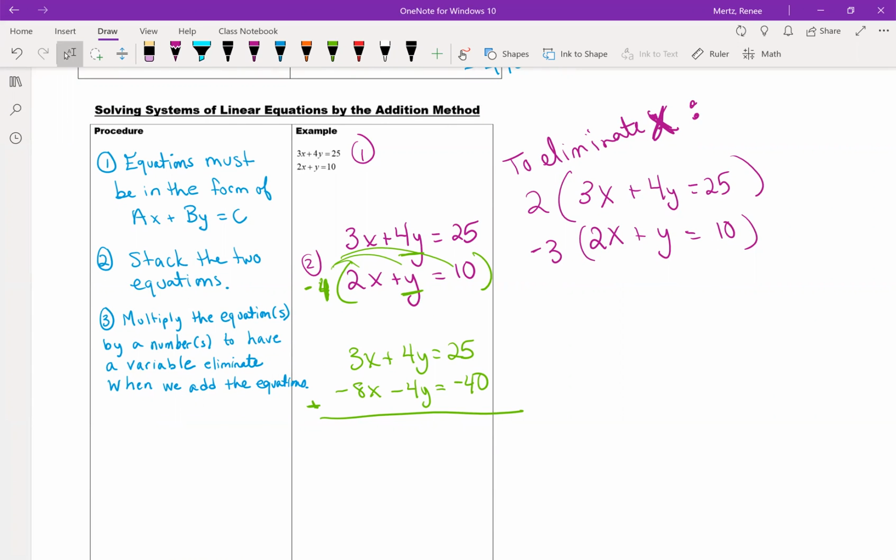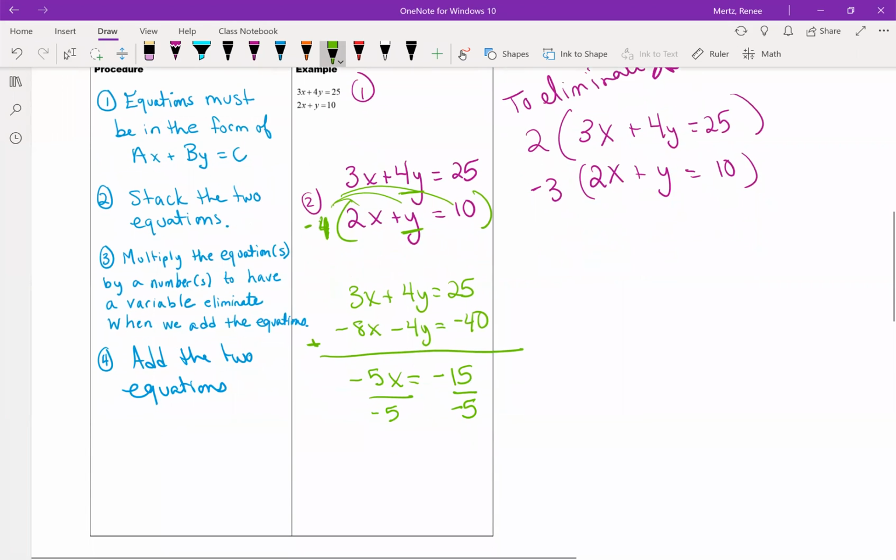So step 4 here is to add the two equations. So I get, when I add them, negative 5x equals negative 15. I'm going to solve for x. So step 5 is to solve for one variable. I get x equals 3.